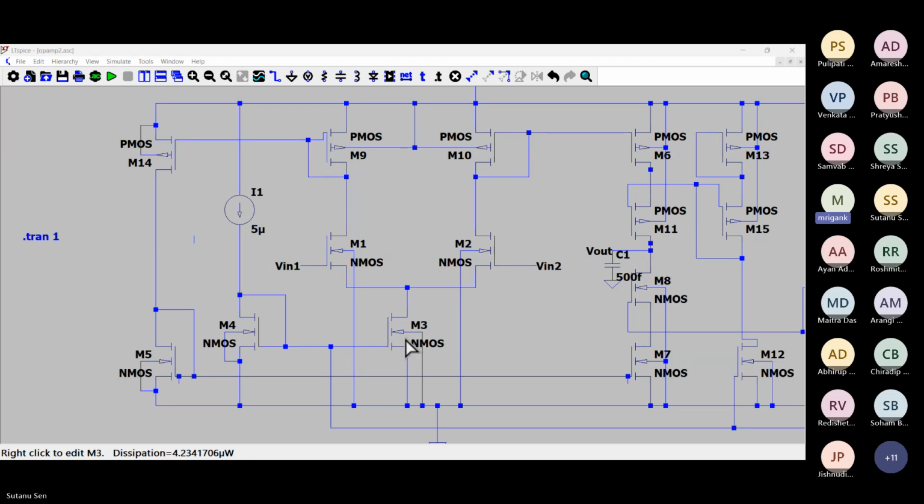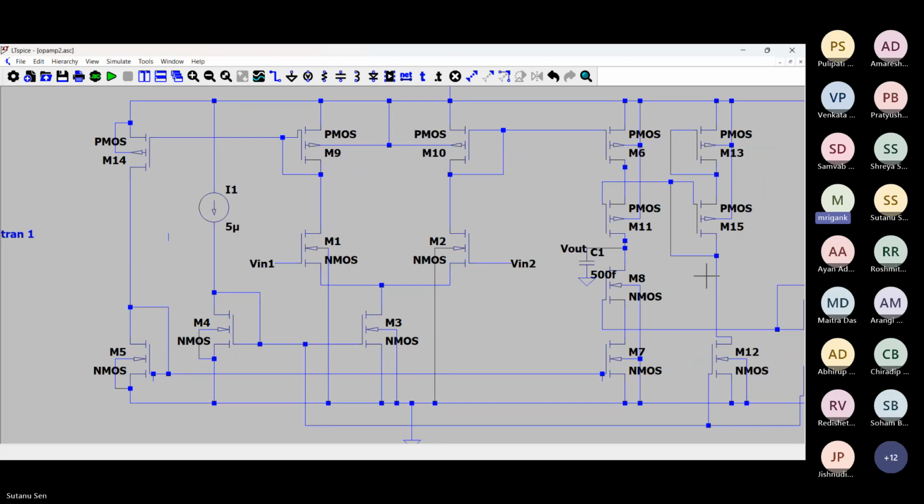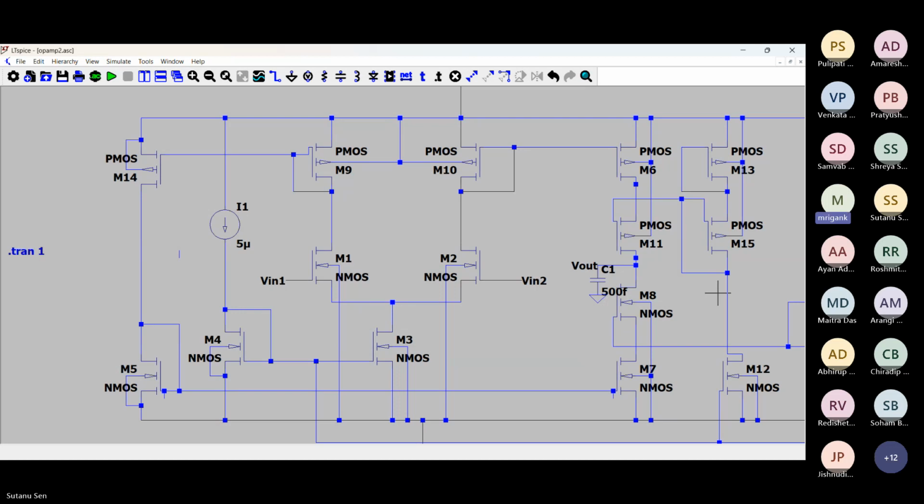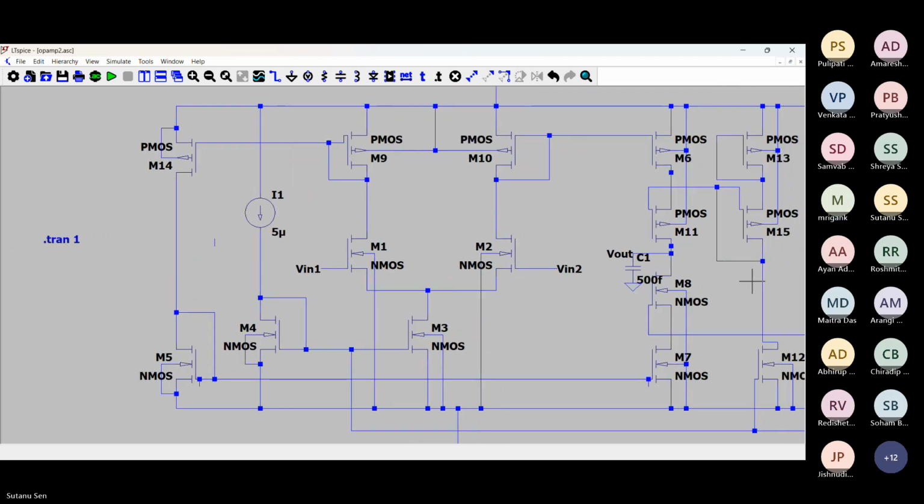So for the time being, if you want to make it more symmetric, then one possibility is that, just like M8 is biased using the mirror, M7 is taking the current from this one, and likewise this one. If we want to bias it some other way, that would be tough. Even if you bias M7, I think this is fine. I don't think we need to change anything.